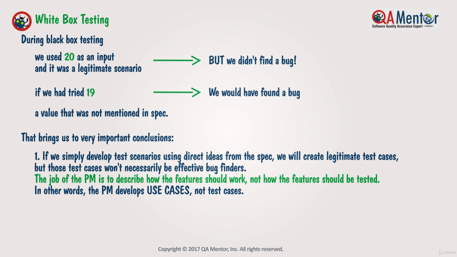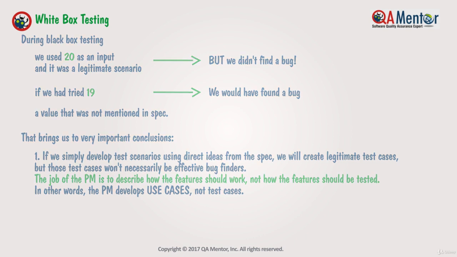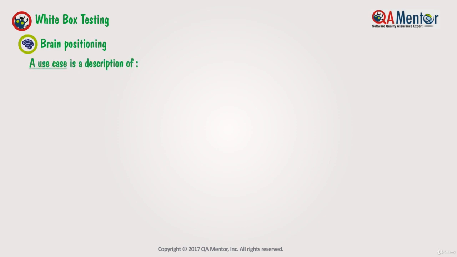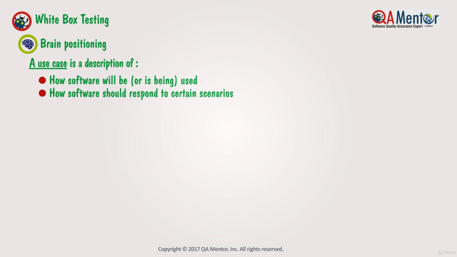The job of the PM is to describe how the feature should work, not how the feature should be tested. In other words, the PM develops use cases, not test cases. Brain positioning. A use case is a description of how software will be or is being used, how software should respond to certain scenarios. Example. Here is an example of a use case.